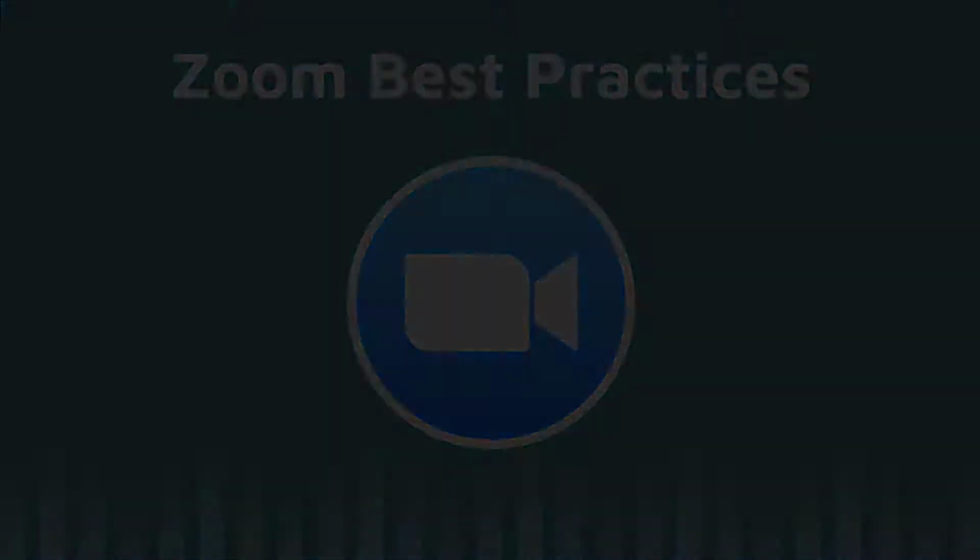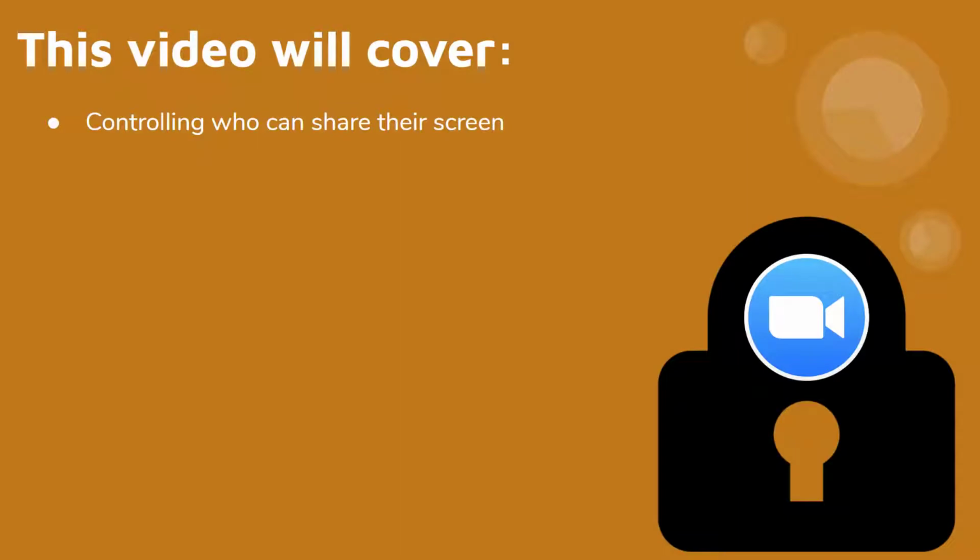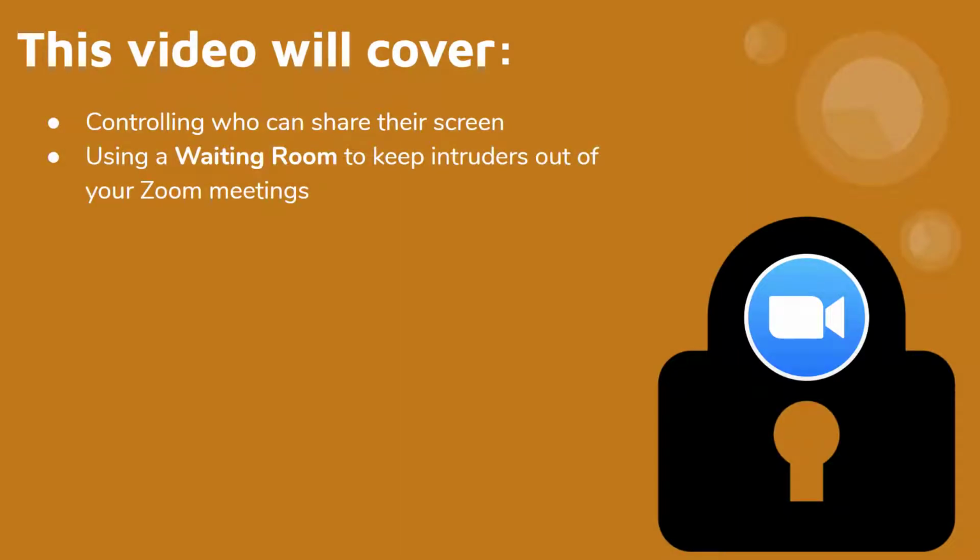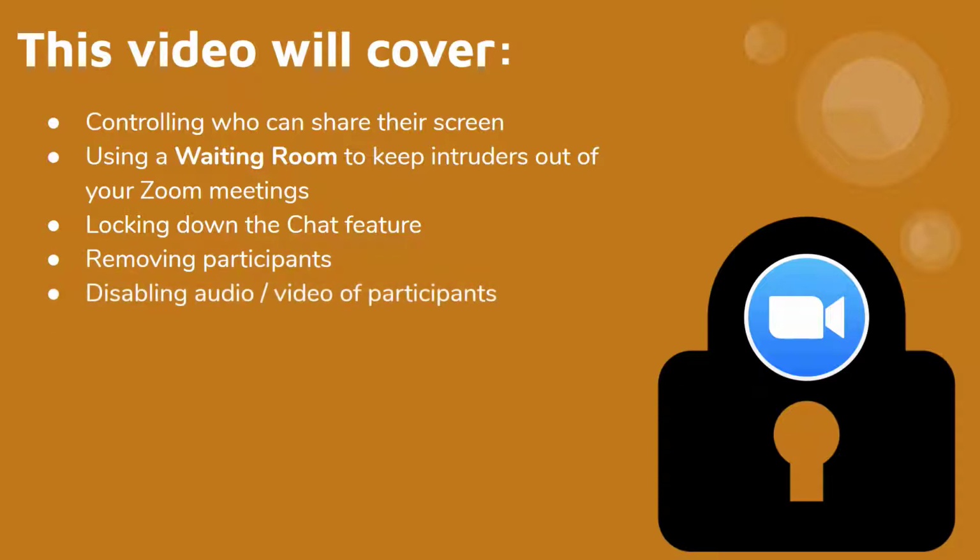This video will cover controlling who can share their screen, using a virtual waiting room to keep intruders out of your Zoom meetings, locking down the chat feature, removing participants from meetings in progress, disabling the audio and/or video of participants in a meeting, and putting a participant in timeout during a meeting.